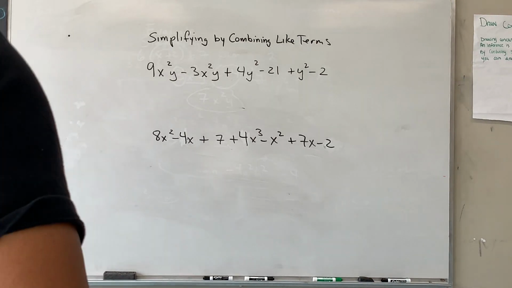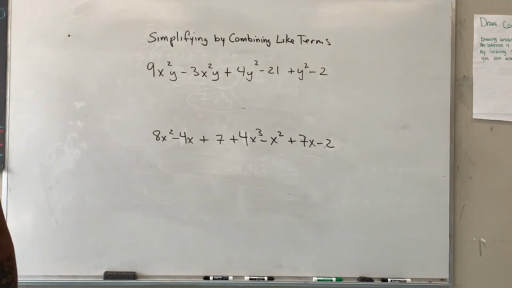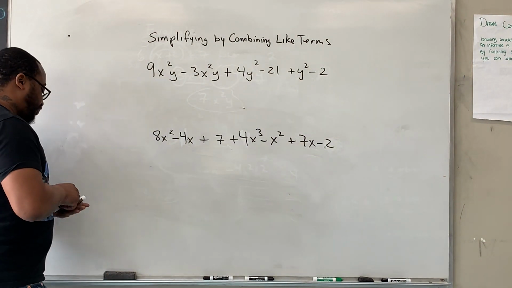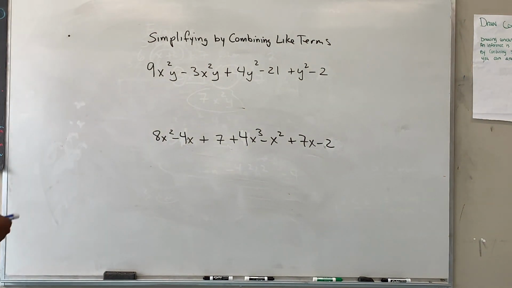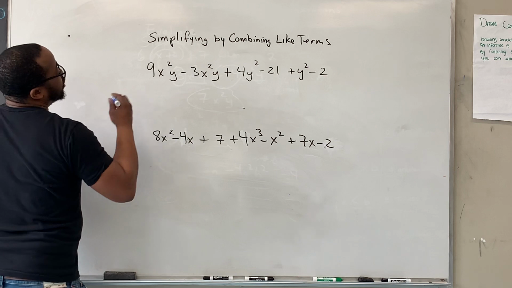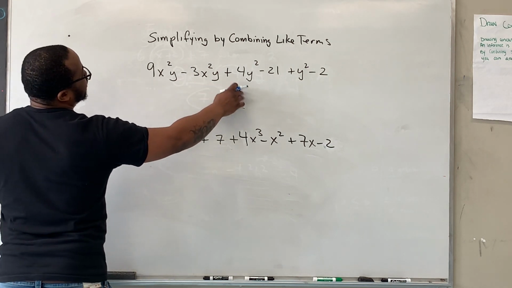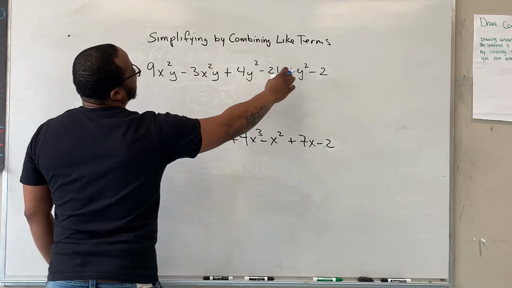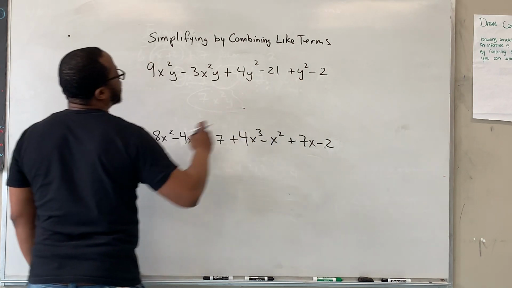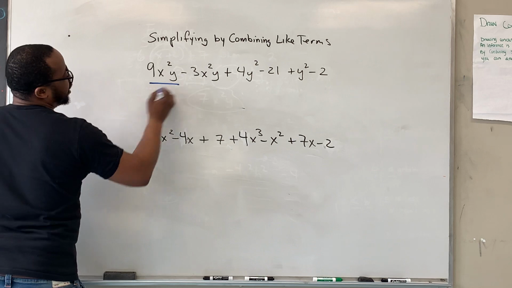Okay, here's a second video of simplifying by combining like terms. Like I said earlier, what you're gonna wanna use is basically ticks to say what goes together. So I have this 9x squared y minus 3x squared y plus 4y squared minus 21 plus y squared minus 2. So I'm gonna start off here.